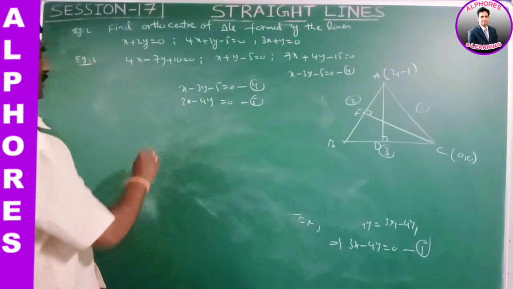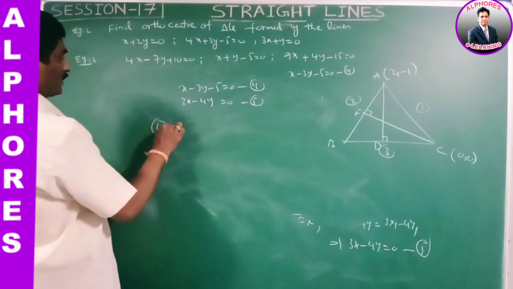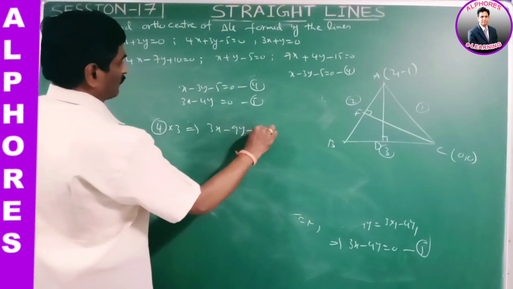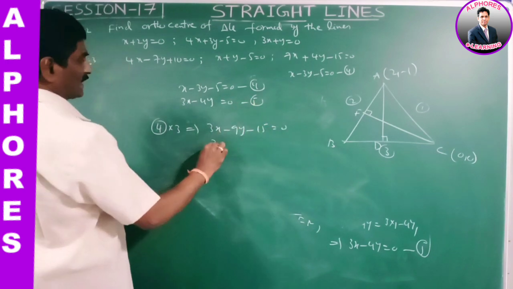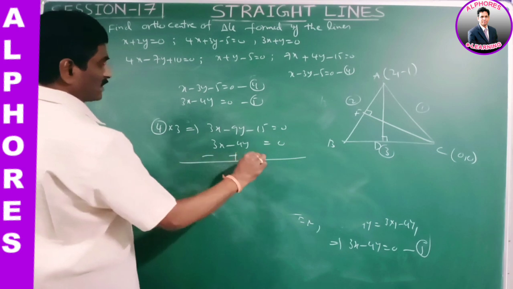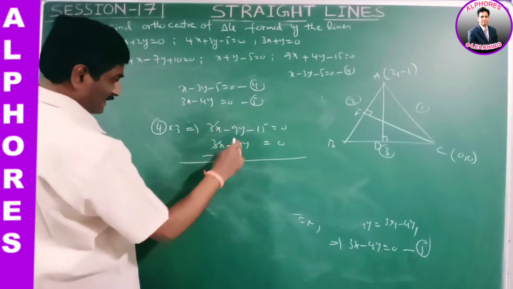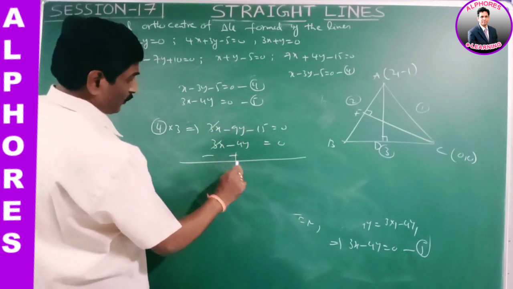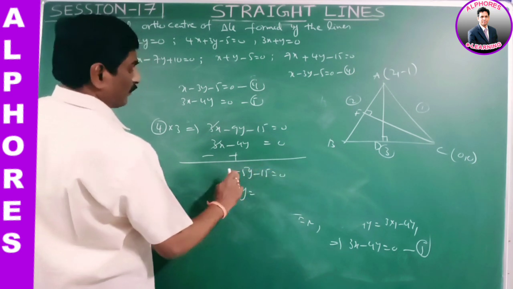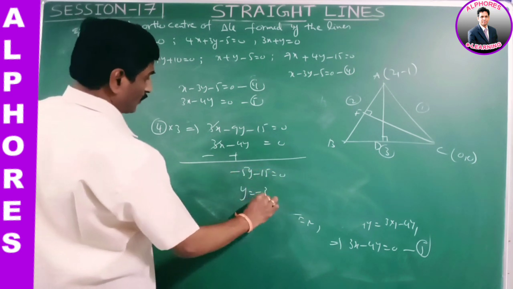By elimination method, multiplying equation 4 with 3, that implies 3x minus 9y minus 15 is equal to 0. What is the second equation? 3x minus 4y is equal to 0. By subtracting these, 3x cancels, minus 9y plus 4y means minus 5y minus 15 is equal to 0. So 5y is equal to minus 15, y is equal to minus 3.